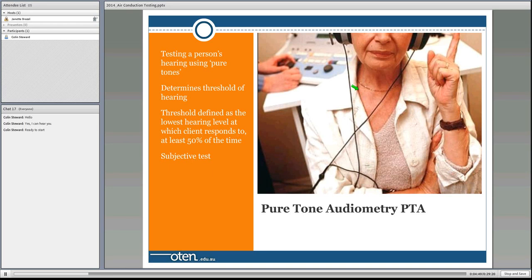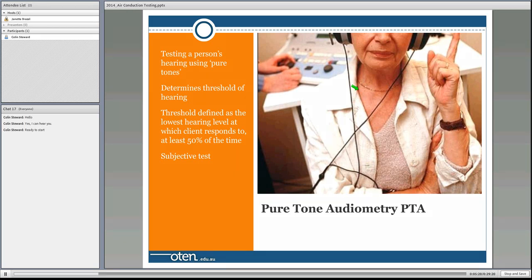And generally we obtain thresholds for each ear individually or separately. Every now and again you might do a binaural test. Importantly to remember, it is a subjective test, which means we are relying on the client's ability to understand our instructions and to respond in an appropriate manner. If they are unwell, or not concentrating, or trying to fake a hearing loss, or don't understand our instructions, we may not get a reliable test, and that's what happens with the subjective test.